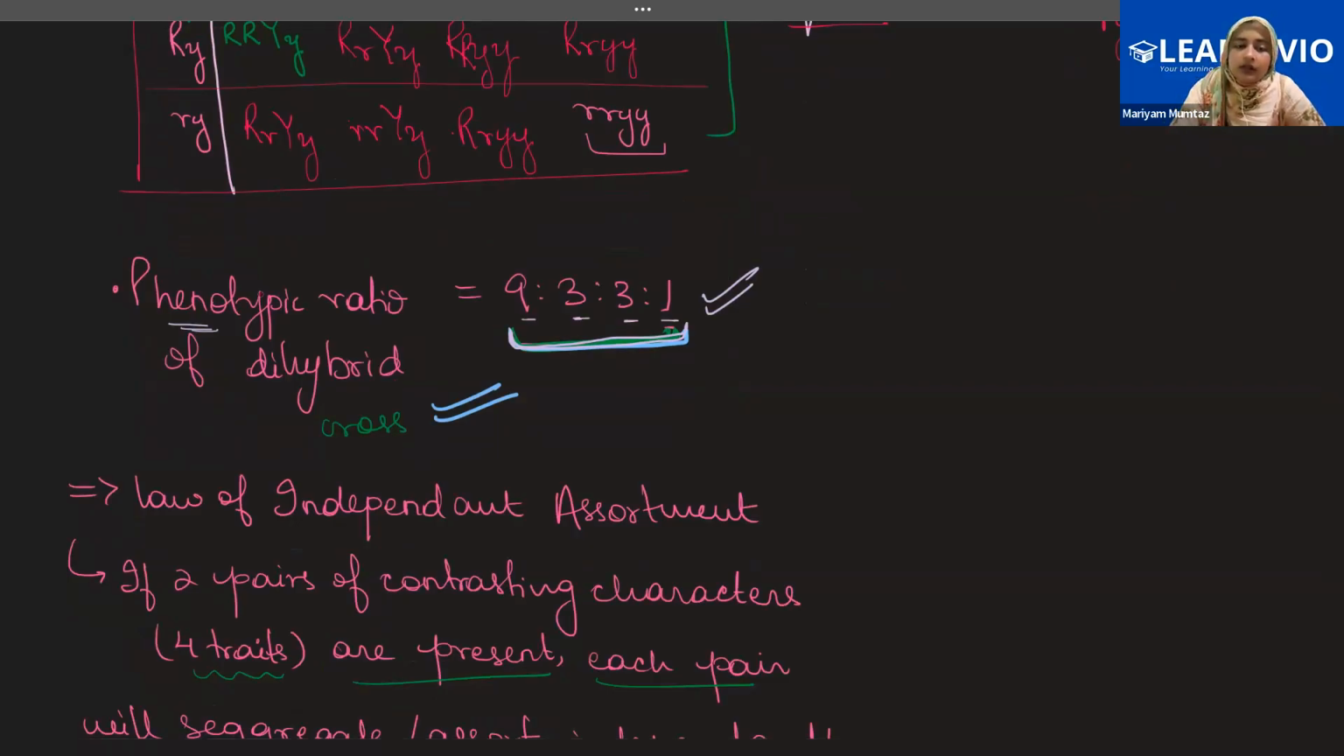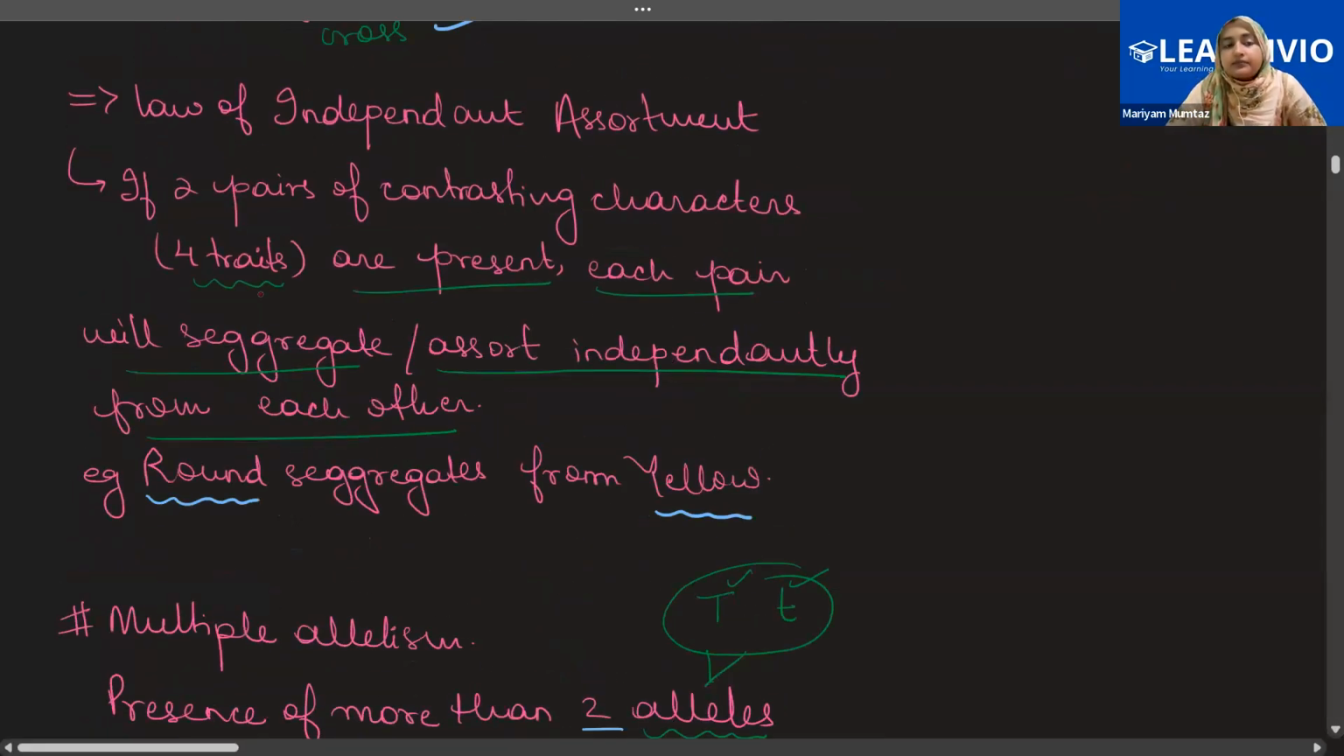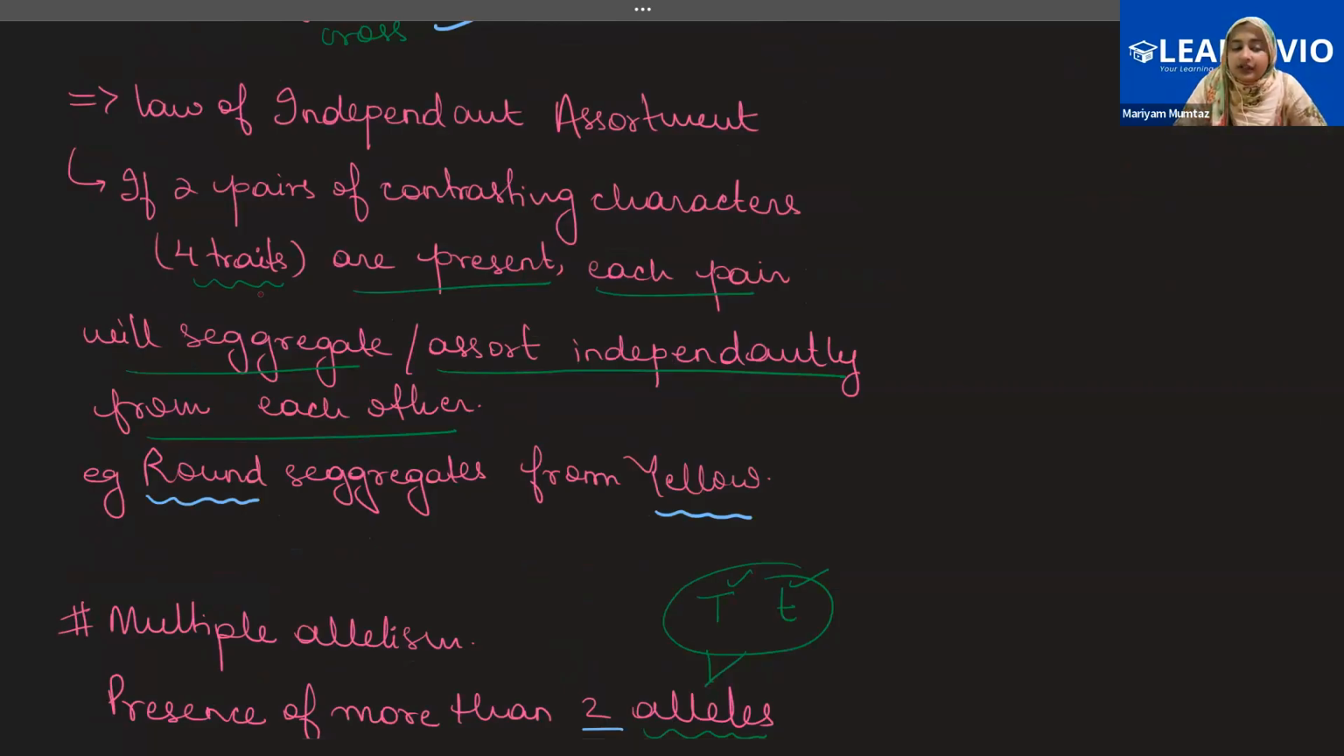Now, there is another law, the third law, that is the law of independent assortment. According to this law, if two pairs of contrasting characters, meaning 4 traits in total, are present, each pair will segregate independently from each other, meaning the round segregates from yellow. There will be no blending in between them. The round will be shown separately, and yellow will be shown separately. All of the genes will be expressed like that. That is the law of independent assortment.